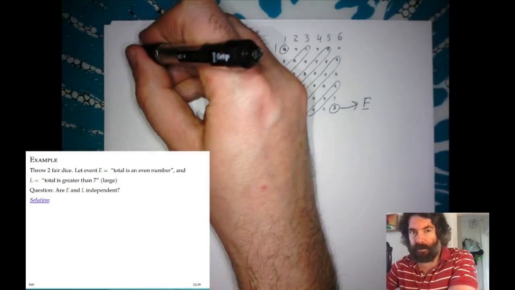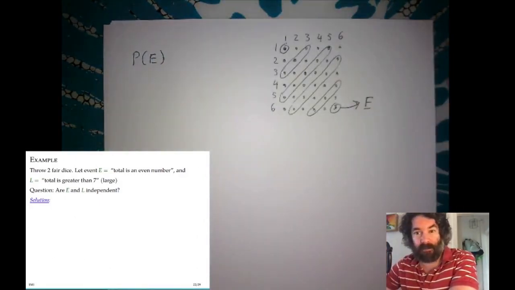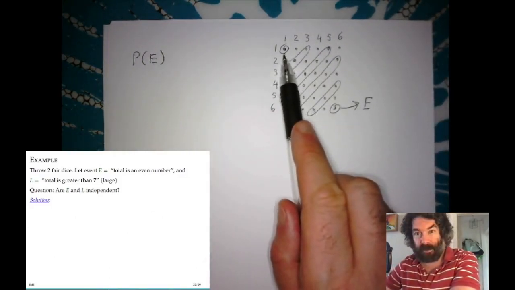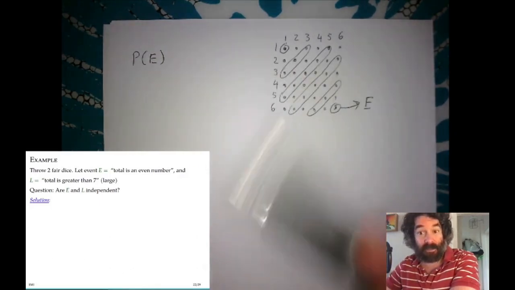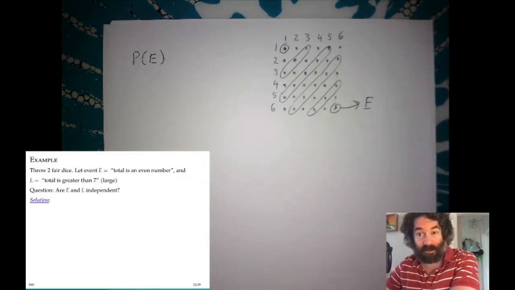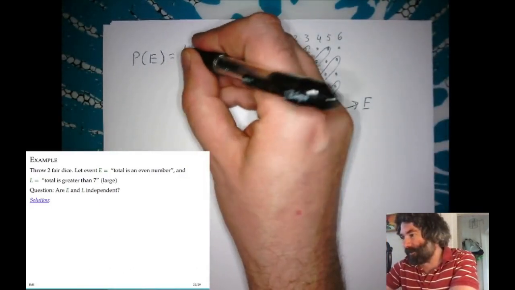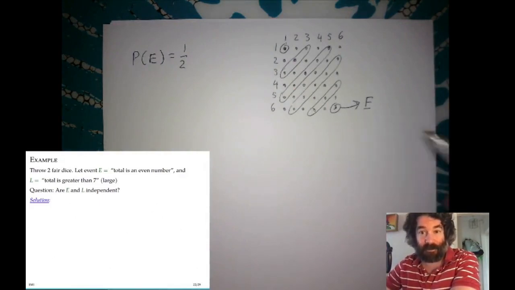And what is the probability of E? Well, we would have to count the number of outcomes in that event. One way to do this quickly is to notice that in each row there are exactly 3 outcomes circled, and that's half of them. So the probability is 1/2. There would be 18 total outcomes in this event out of the 36 possible, because there are 3 in each row.